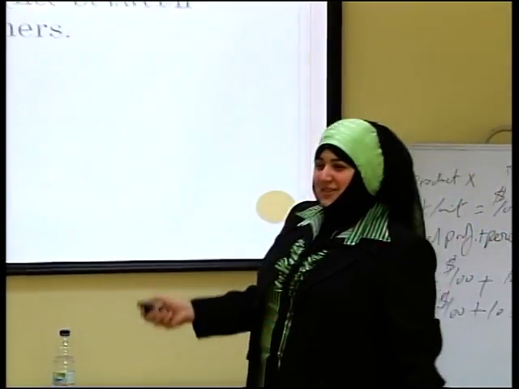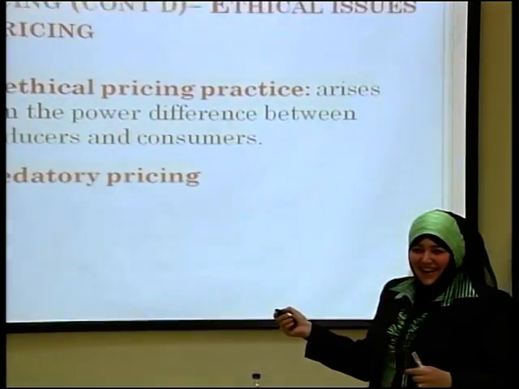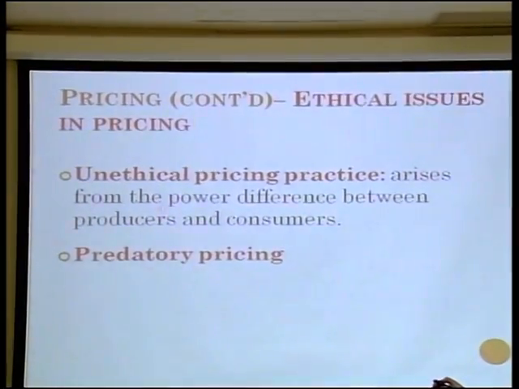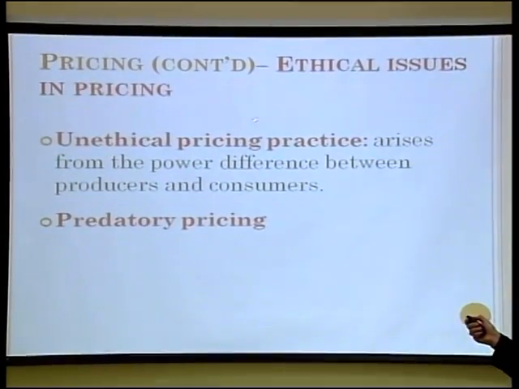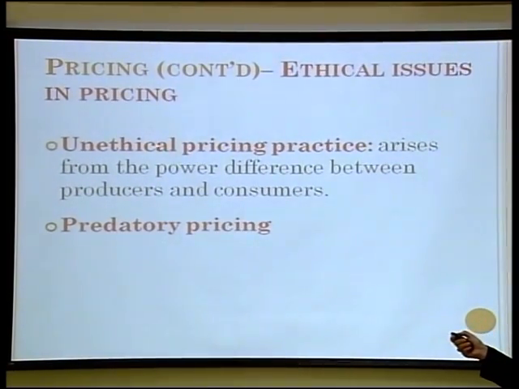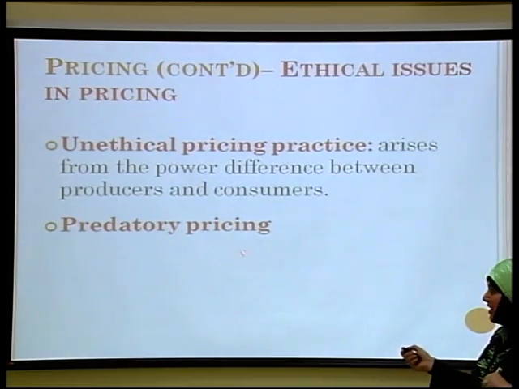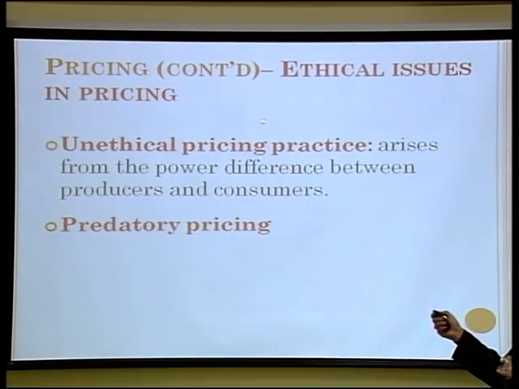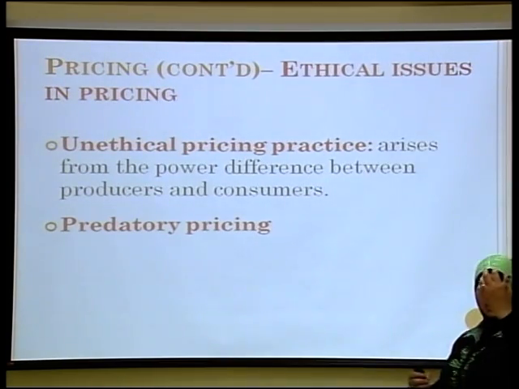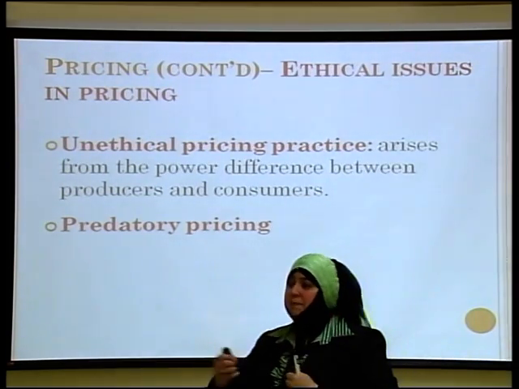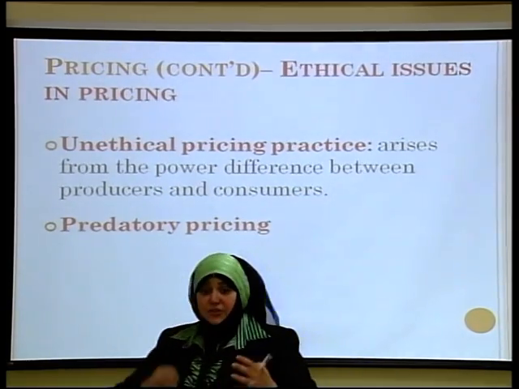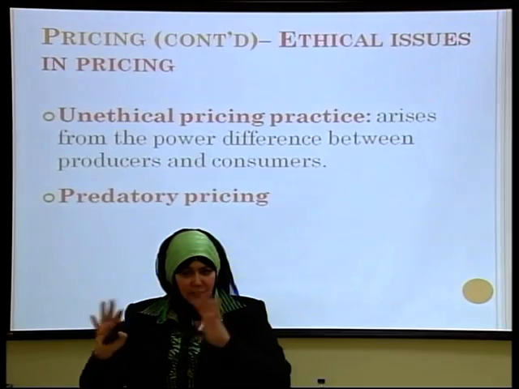Here we have the unethical pricing practice. The last issue in pricing here. When we talk about ethical issues in pricing, we have the unethical pricing practice and we have predatory pricing. You remember this one? We covered this before, yes. Okay. So the unethical pricing practice arises from the power difference between producers and consumers. Now we have a power of producers, and we have the power of consumers. So there is a difference between powers, 2 levels of power.